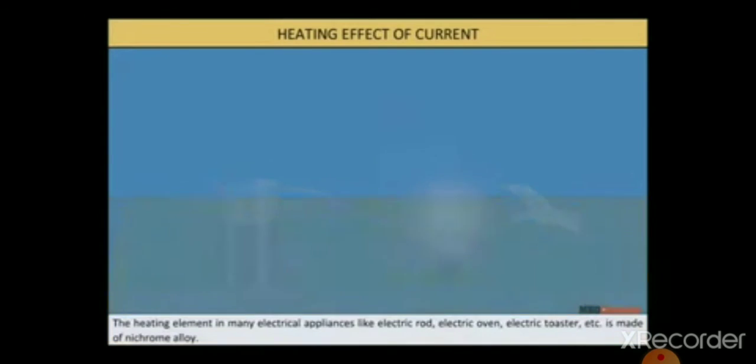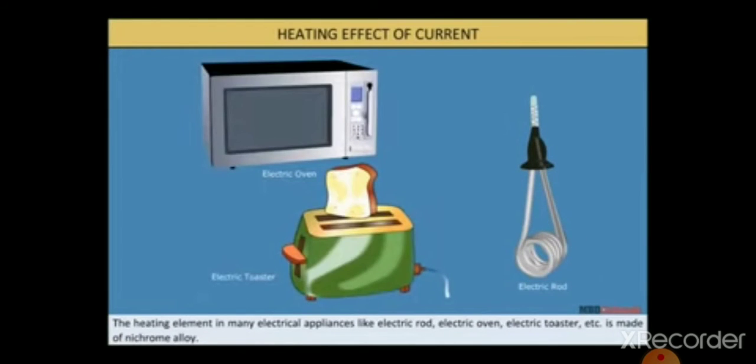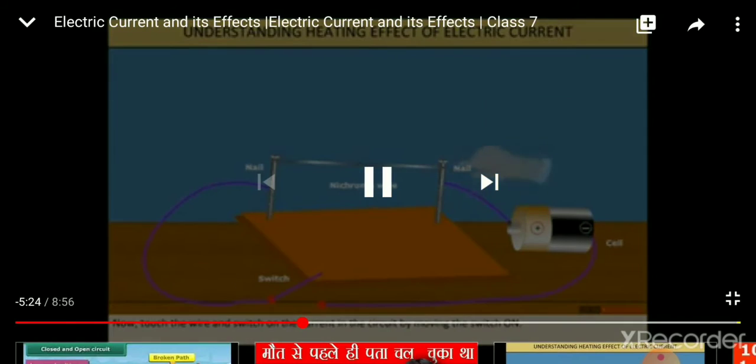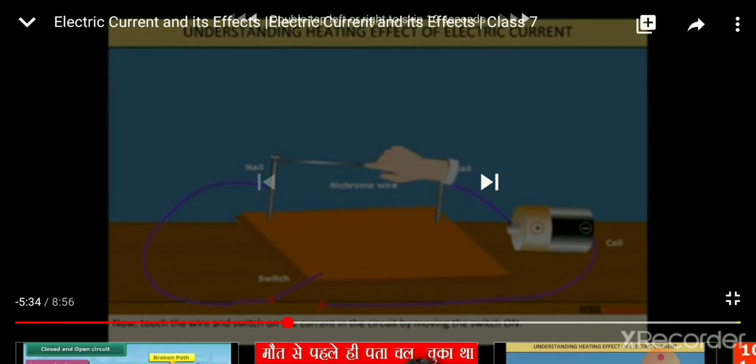And the heating elements in the electrical appliance like electric rod, electric oven, electric toaster, are made up of nichrome alloy. So here we are doing one activity to understand the heating effect of electric current. First of all, here you can see what we will do, see carefully. I am showing you again. What is the activity? See carefully.